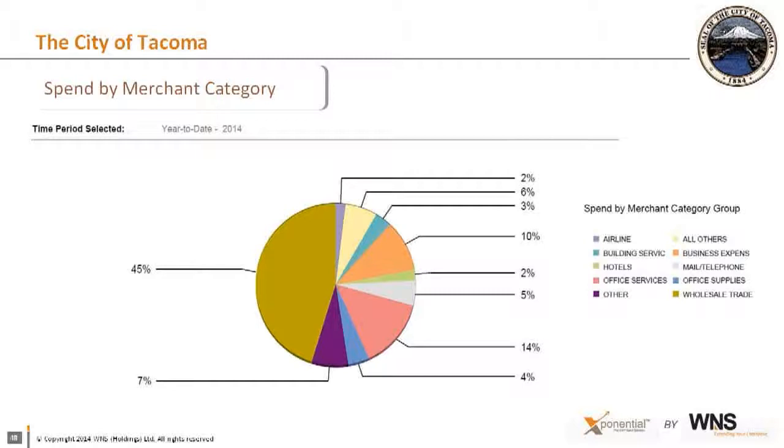And with the onset of Xponential and the ability to add P-cards as a PO payment vehicle, we've expanded that role. That's a pretty good spread. We also represent police and fire departments.